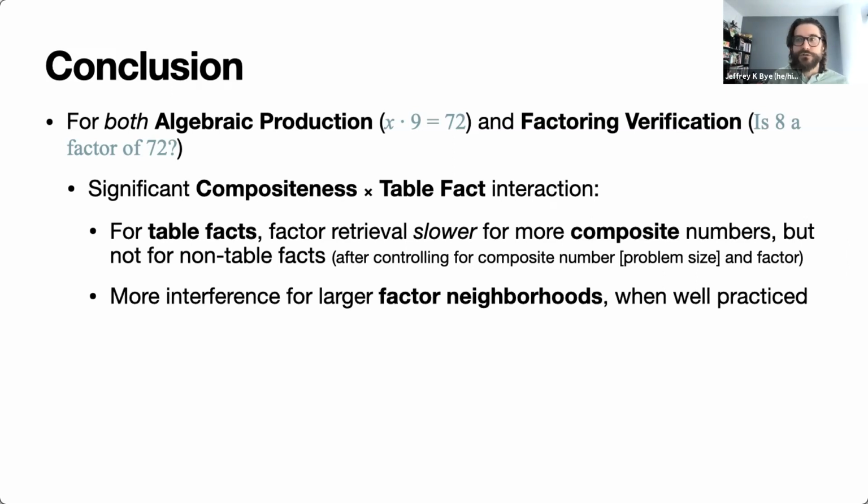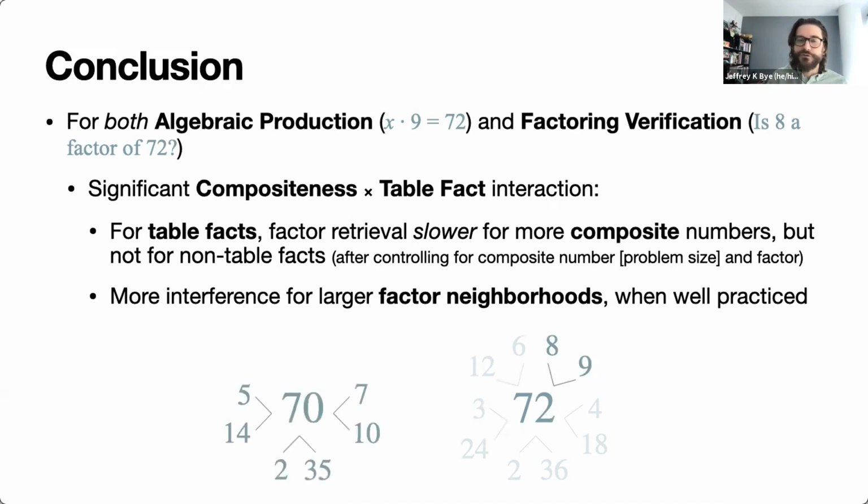So we think this is evidence for more interference from the larger factor neighborhoods when they're well practiced. So for a practiced fact like 8 times 9 from 72, we're getting interference from these other factor pairs. And that's less true for a number like 70 or for 74.